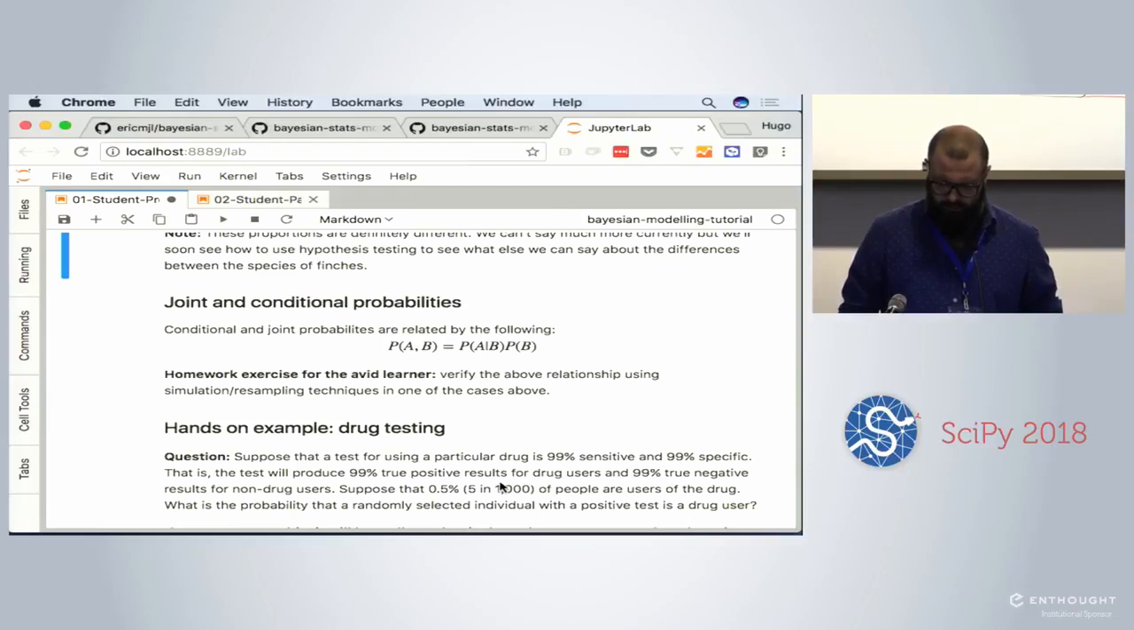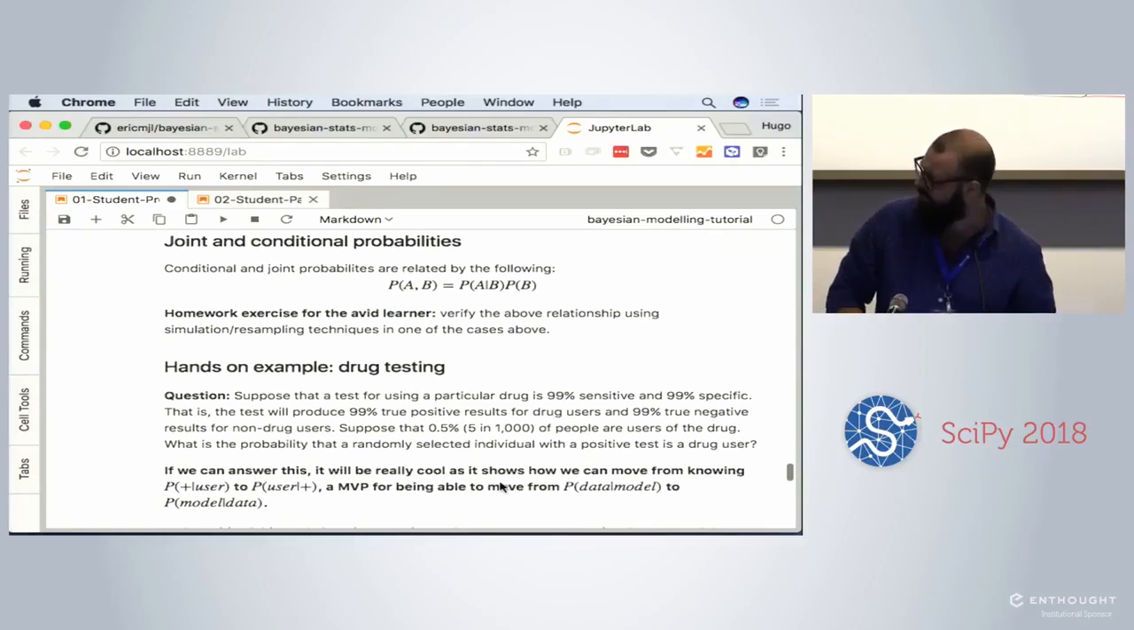And so I've given an equation based on how to relate joint and conditional probabilities, which I'll leave on the screen. The probability of A and B is the probability of B multiplied by the probability of A given B, okay? And a homework exercise for those interested: you can verify the above relationship using these types of simulation and resampling techniques, okay? So now this is the really fun part.